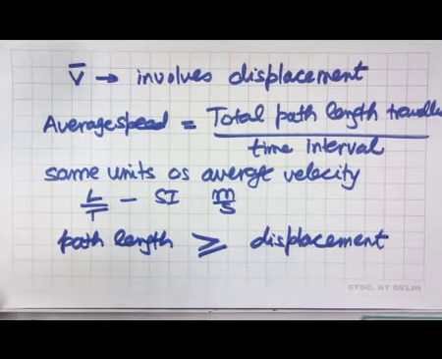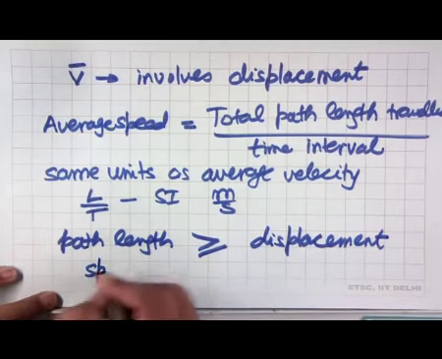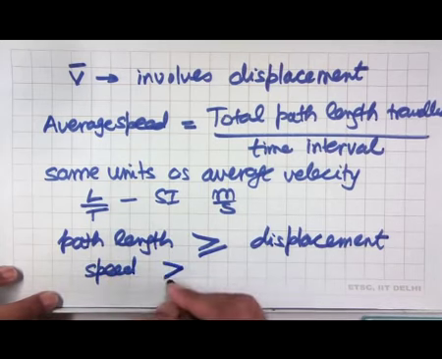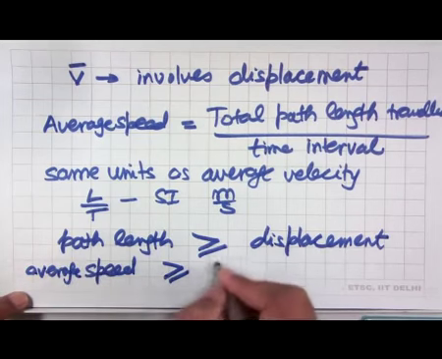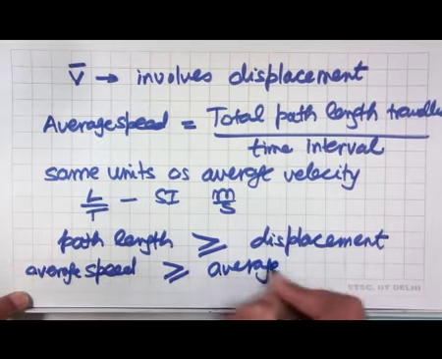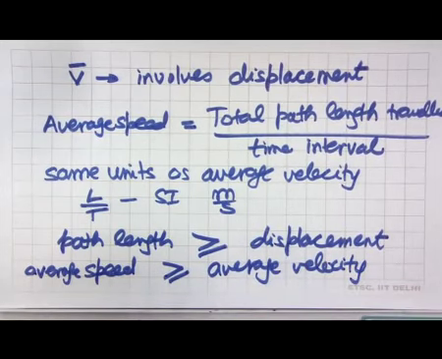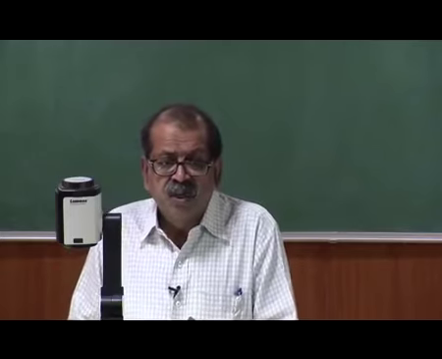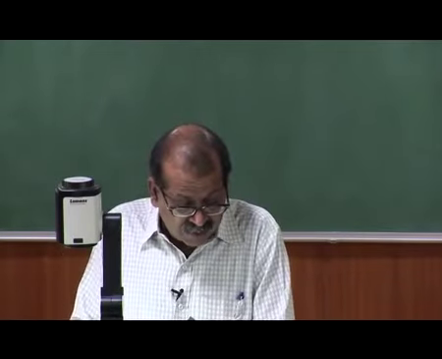And therefore the average speed which we will get will always be greater than or equal to the average velocity. The reason this happens is that if you return on a path, then the displacement will reduce, whereas the distance, the path length, does not reduce. So, average speed goes like this.